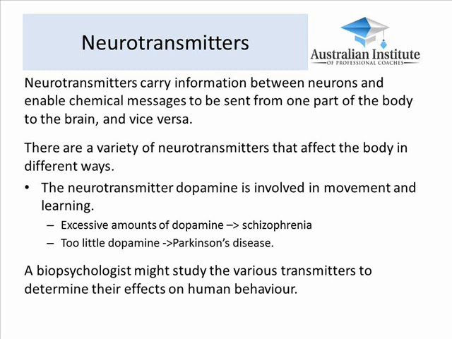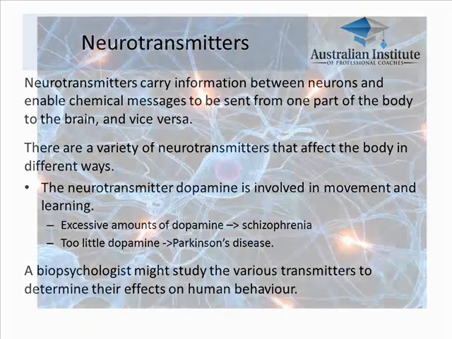Neurotransmitters carry information between neurons and enable chemical messages to be sent from one part of the body to the brain and vice versa. There are a variety of neurotransmitters that affect the body in different ways. For example, the neurotransmitter dopamine is involved in movement and learning. Excessive amounts of it have been associated with the onset of schizophrenia. On the other hand, too little has been associated with the onset of Parkinson's disease. A biopsychologist studies the various transmitters to determine their effects on human behavior.